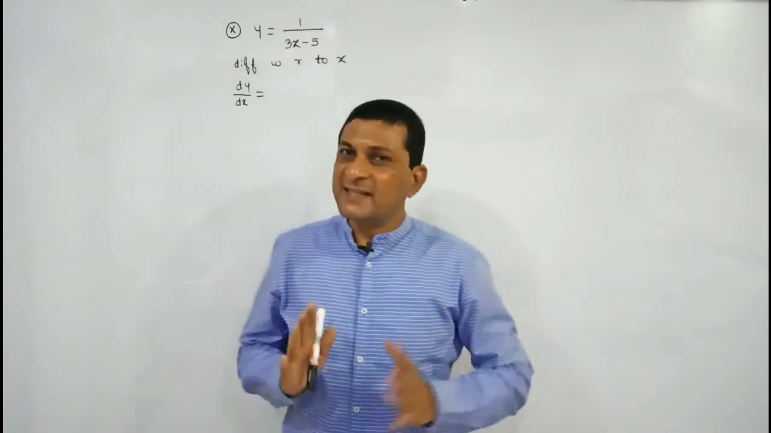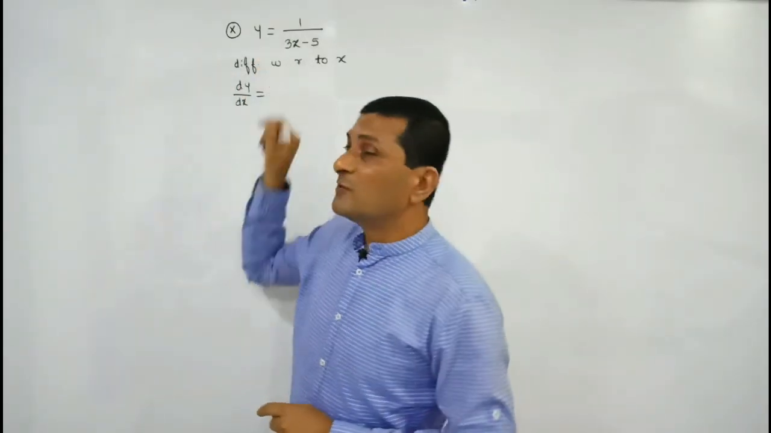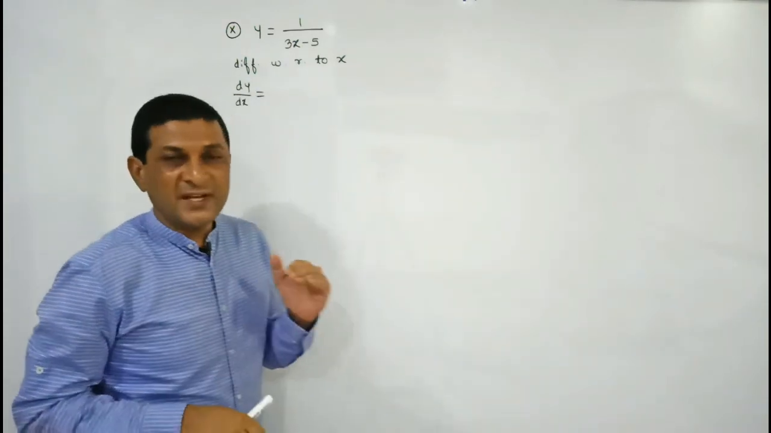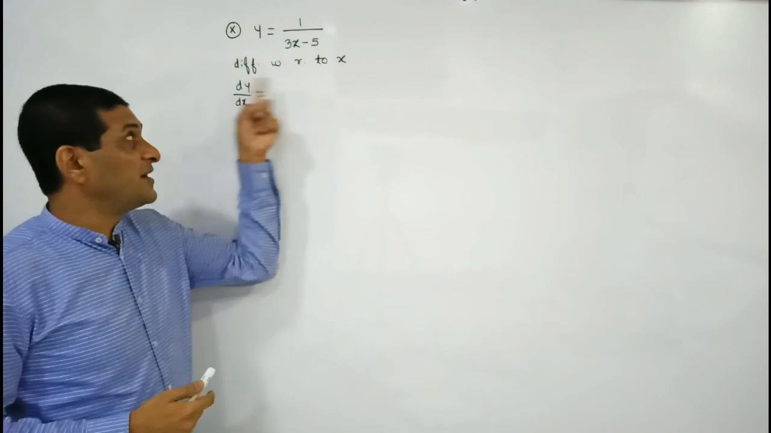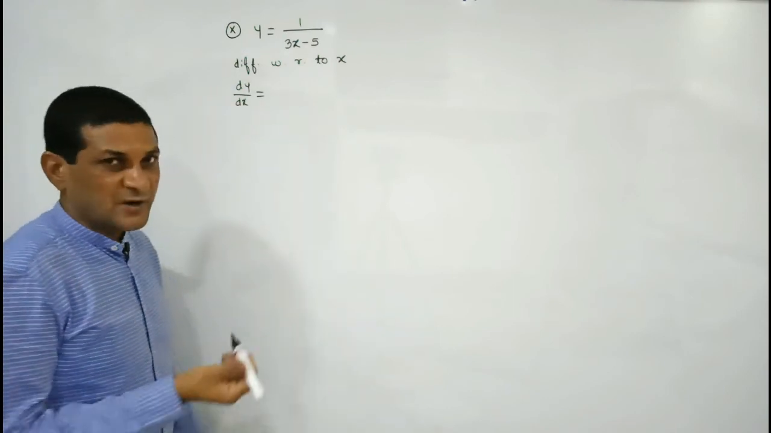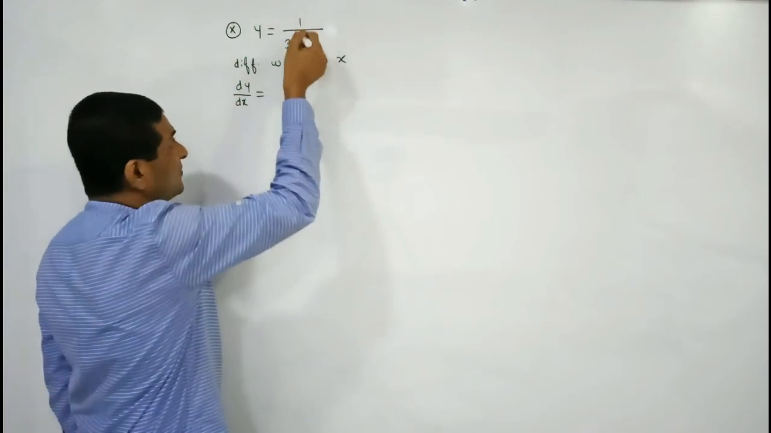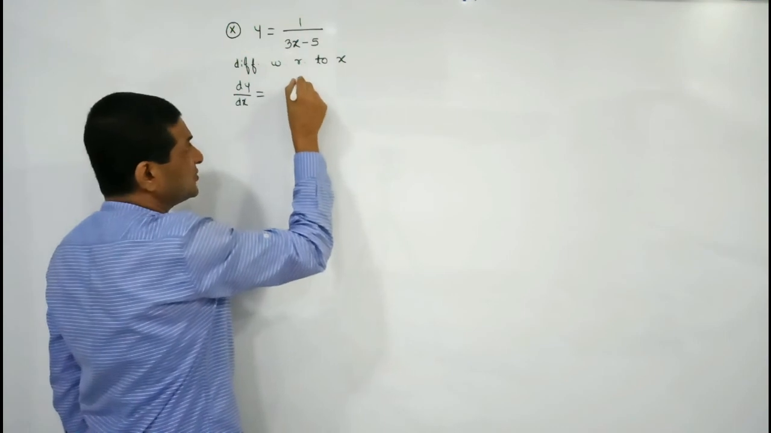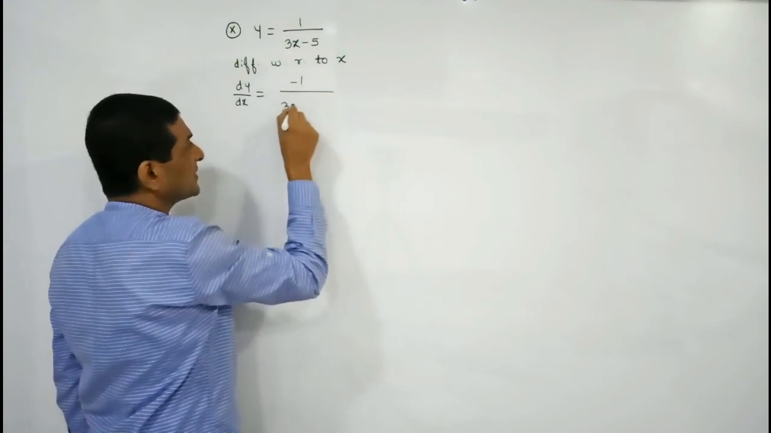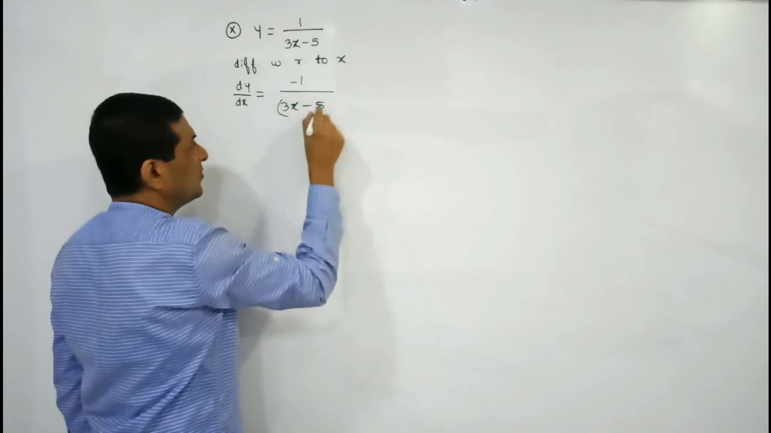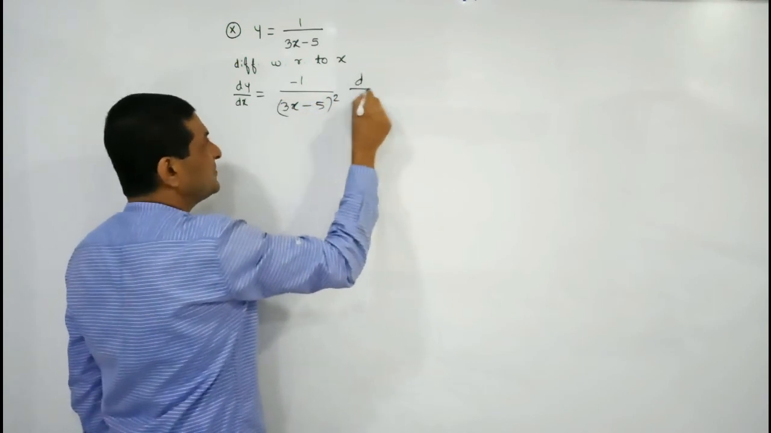Now see in the 10th example, what is the given function? Y is equal to 1 upon 3x minus 5. So again, to find out nth order derivative, first we are differentiating it to find out first order derivative. So it is in the form of 1 upon f of x. We know that differentiation of 1 upon f of x is minus 1 upon square of f of x, means 3x minus 5 whole bracket square into derivative of f of x.